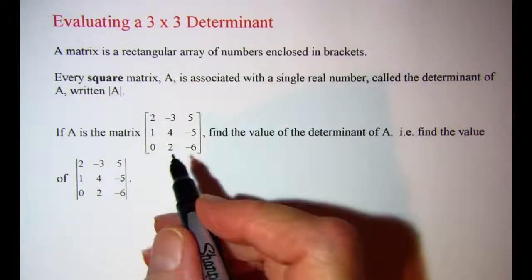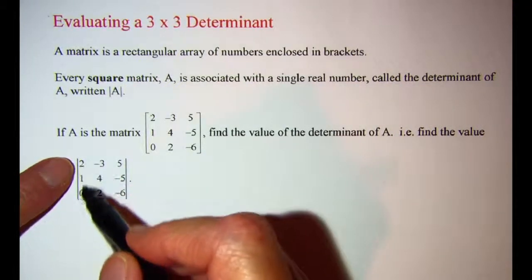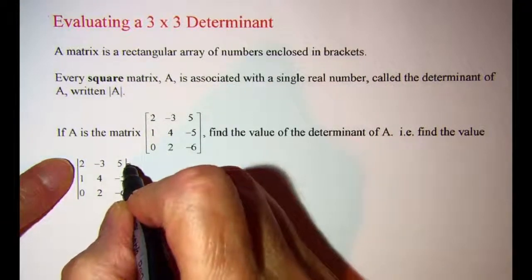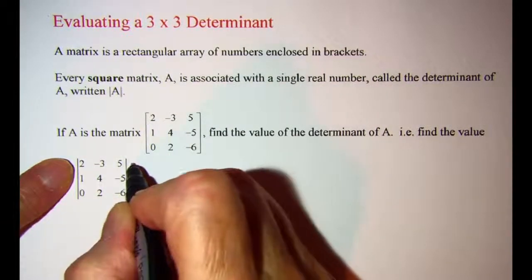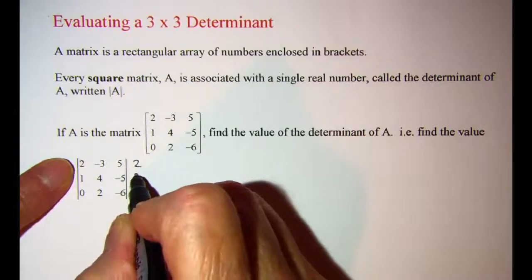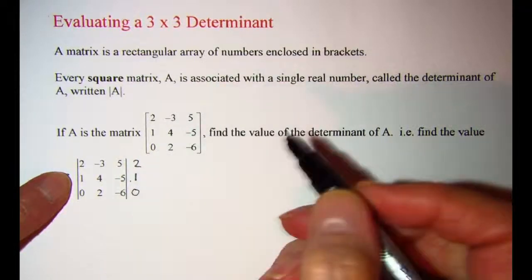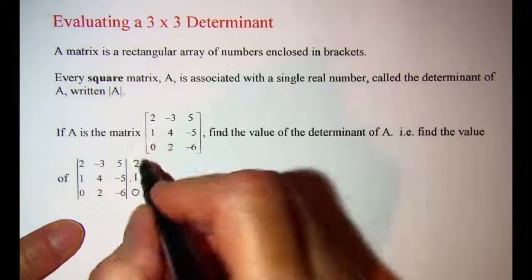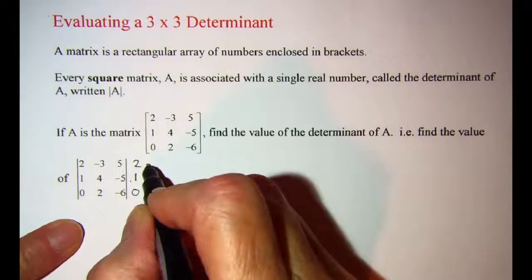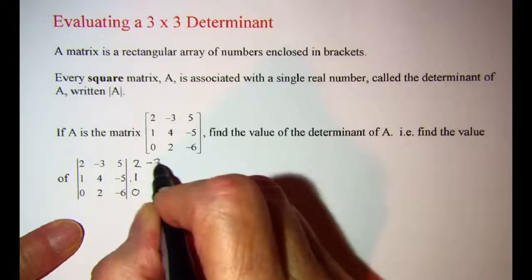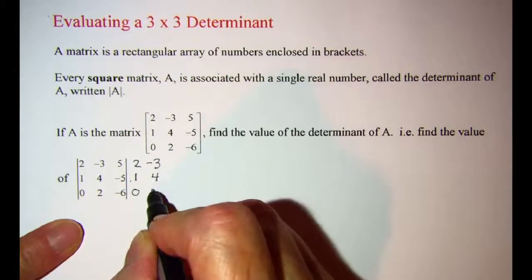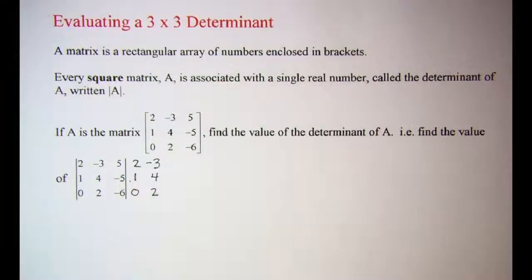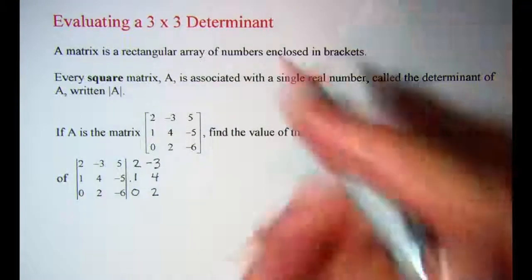So to get started, I'm going to copy column 1 right next to column 3. So I have 2, 1, and 0. And then I'm going to copy column 2 right next to this one. So I have -3, 4, and 2. Now the reason for copying those columns is so that we'll have a complete diagonal of 3 numbers.